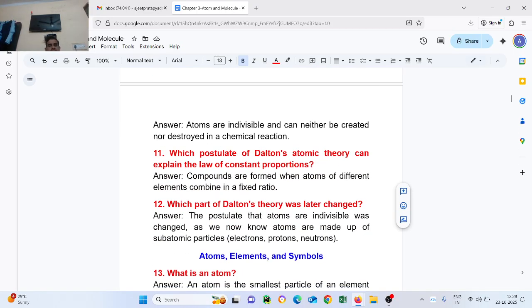Question number 12. Which part of Dalton's atomic theory was later changed? The postulate that atoms are indivisible was changed. As we now know, atoms are made up of subatomic particles: electrons, protons, and neutrons.